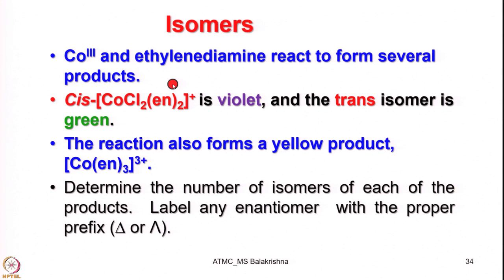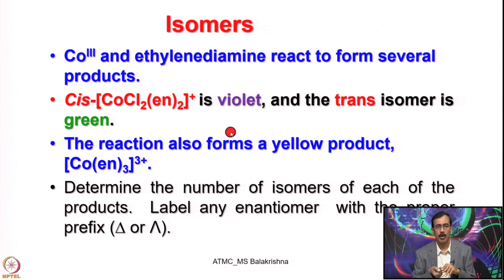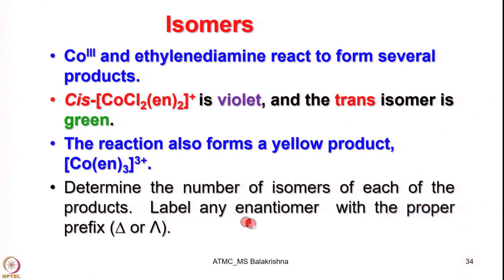When you are using excess ethylenediamine, the reaction also results in the formation of a yellow product having this composition, where we have tris(ethylenediamine)cobalt(3+). So, if I ask you to write all possible isomers in this reaction, you should be able to write all possible ones. So, determine the number of isomers of each of the products, and label any enantiomer with the proper prefix, either this or that one, whether you make a clockwise or anticlockwise rotation.